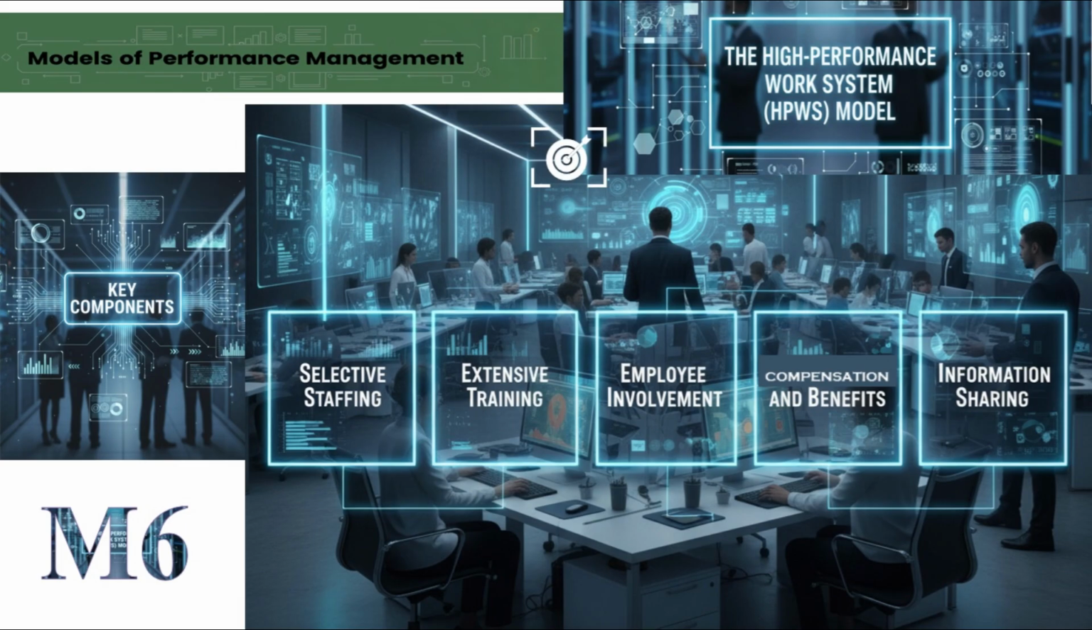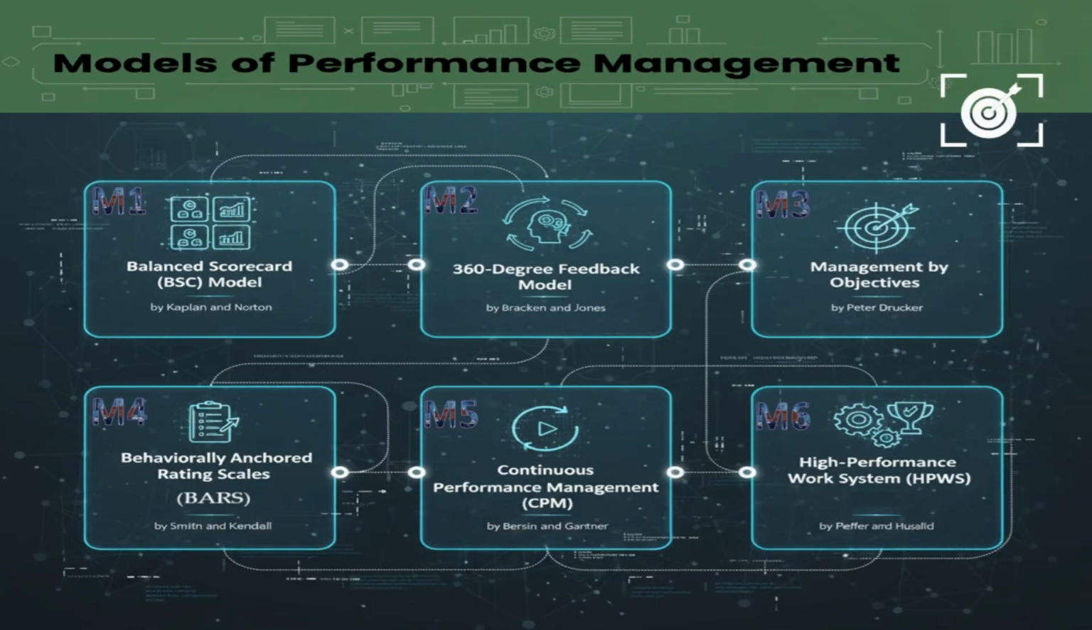to organizational success. In summary, we have explored 6 powerful models: the balanced scorecard for strategic alignment, the 360-degree feedback for multi-source insights, management by objectives for collaborative goal setting, behaviorally anchored rating scales for objective feedback, continuous performance management for agile development, and the high-performance work system for holistic HR integration.